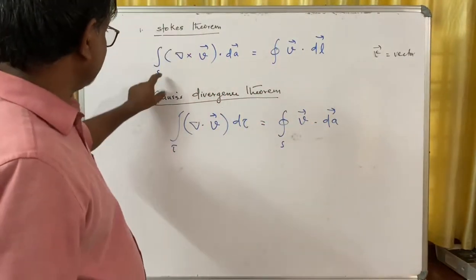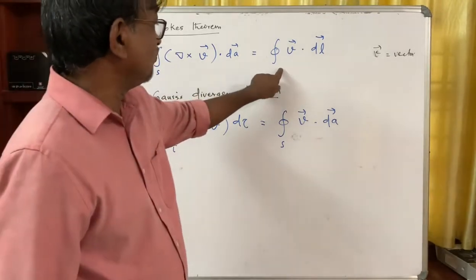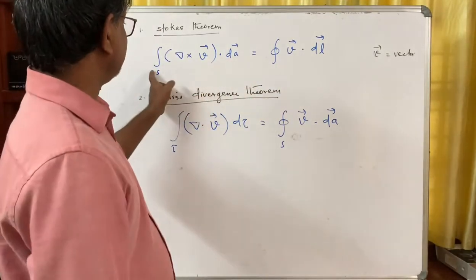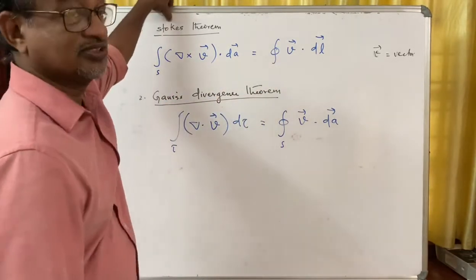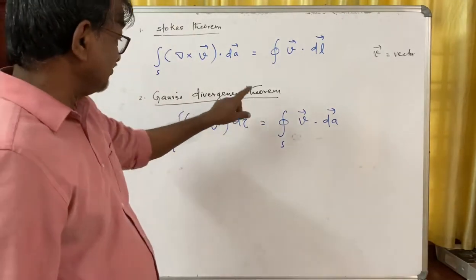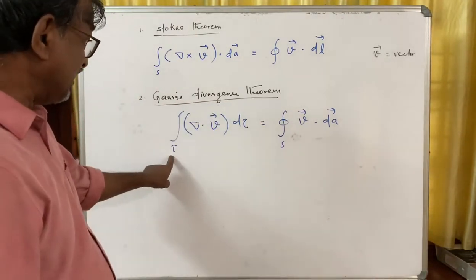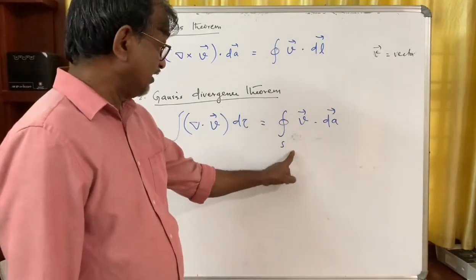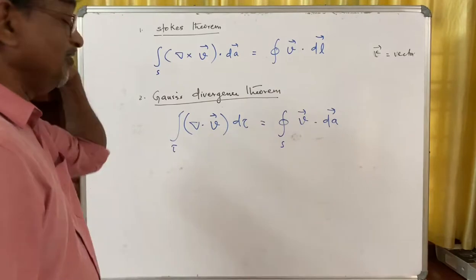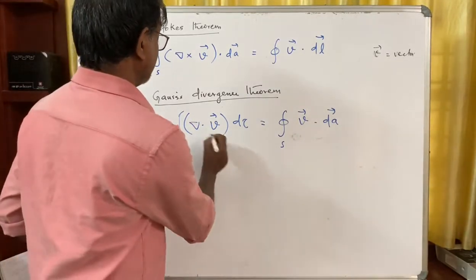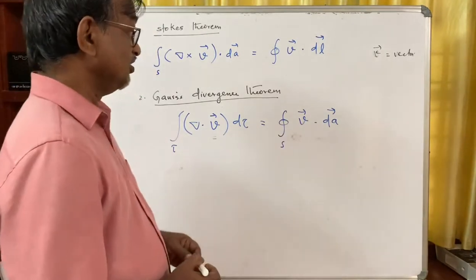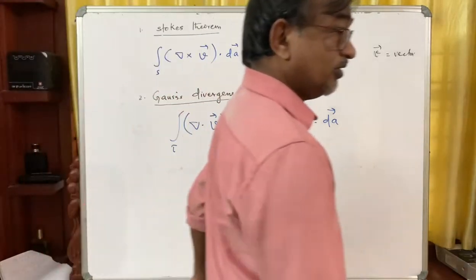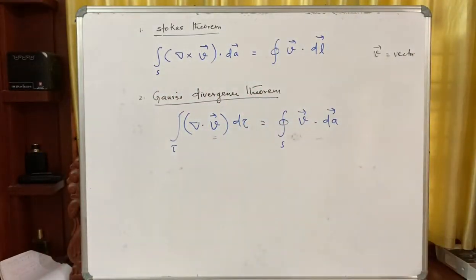By using Stokes theorem, a surface integral can be converted into a line integral, or a line integral can be converted into a surface integral. By using Gauss's divergence theorem, the volume integral can be converted into a surface integral, or a surface integral can be converted into a volume integral. Here also V denotes any vector. d tau means volume, dA means area. So these two theorems are very important in electrodynamics.